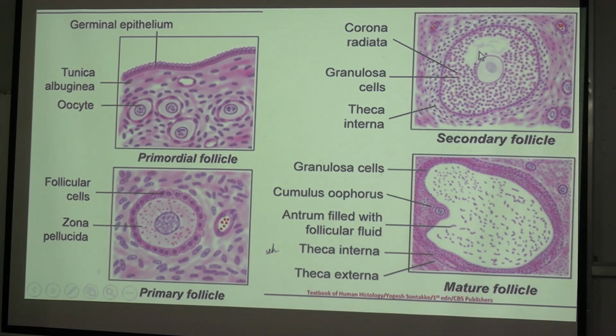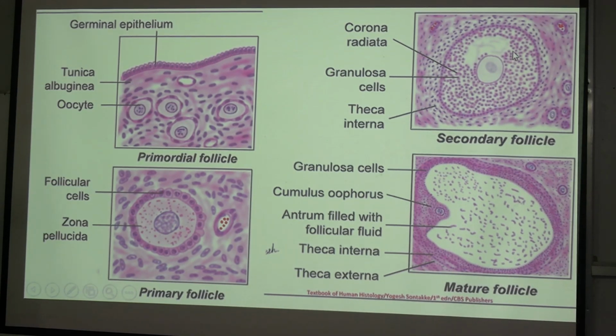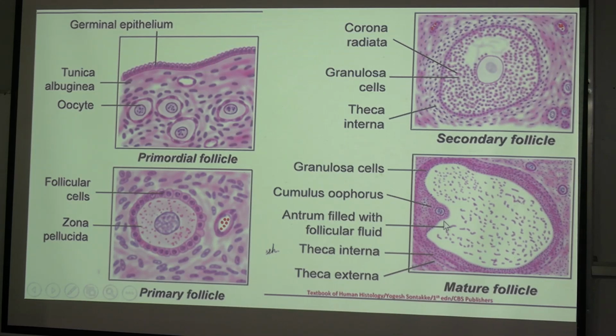We call them the antral cavity, which was initially small and sporadic, but later becomes big and large, covers this whole region and makes a big cavity. This antral cavity gets filled up with a fluid substance, which we call antral fluid, pushing the oocyte to one side and surrounding it with a glycoprotein coat.